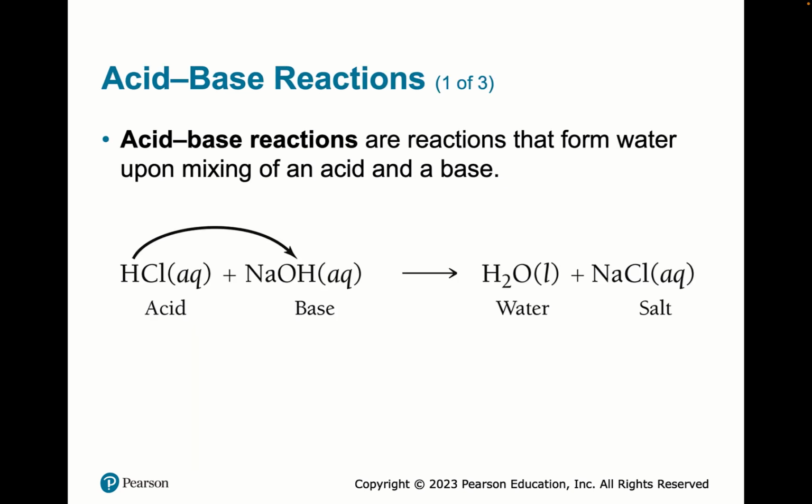So we're going to talk about different types of chemical reactions. We talked about precipitation reactions. Let's talk about acid-base reactions. Here, hydrochloric acid plus sodium hydroxide makes water and a salt. This is true for acid-base reactions, generally speaking, for a specific type of acid-base reaction.